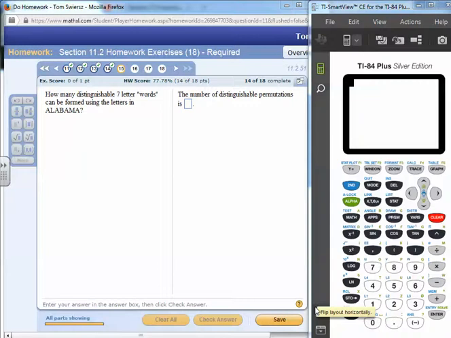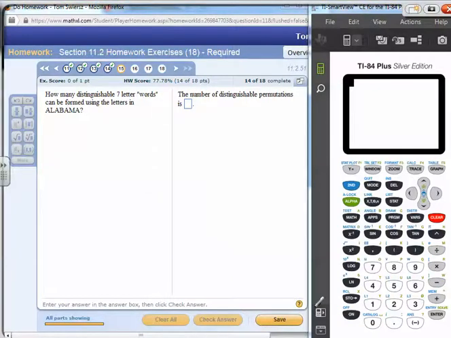Let's go ahead and solve homework exercise number 15 from section 11.2. All right, how many distinguishable 7-letter words can be formed using the letters in Alabama? Now, this is the formula where we have duplicate objects. Some of the letters are the same. So the formula is for duplicate objects, forgot the C there.